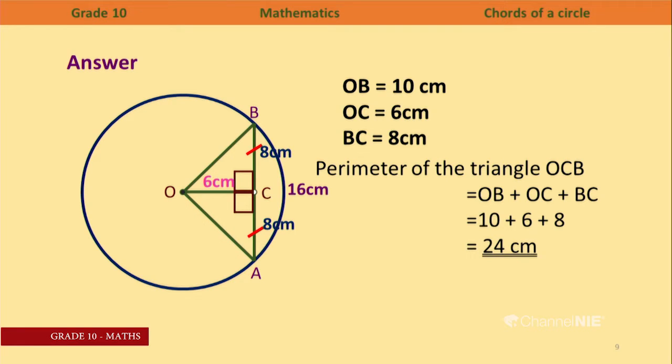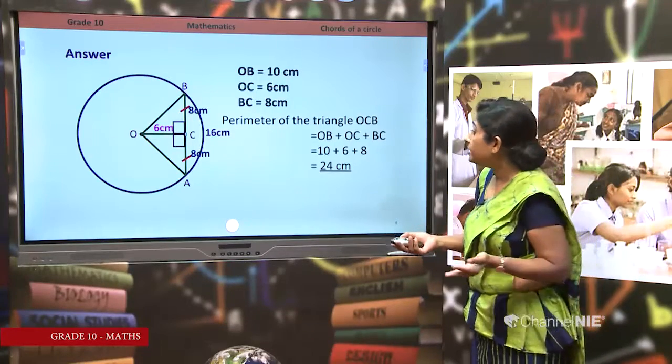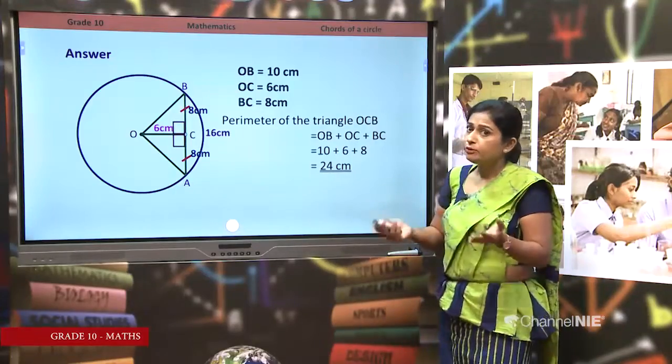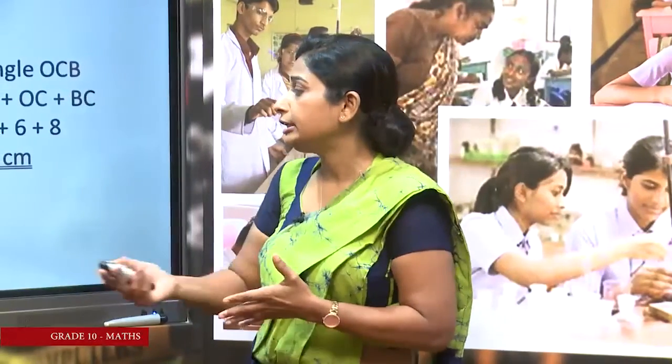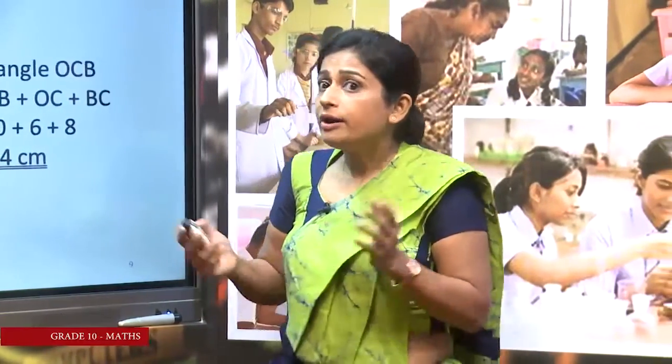So we got the answer. 24 centimeter, what's that? The perimeter of the triangle OCB. We found the perimeter of the triangle given here as 24 centimeter. Okay, I think you understood that well.